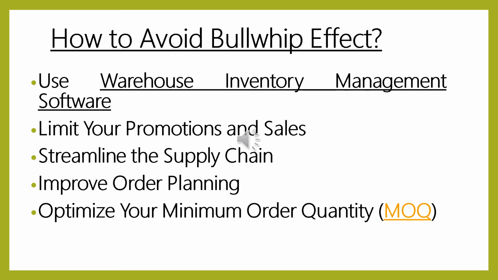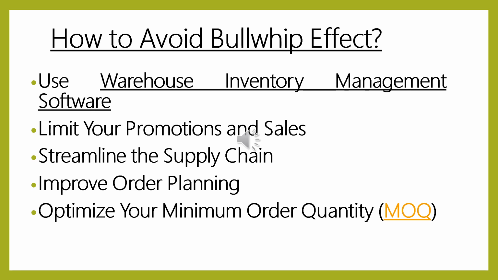Third one is to streamline the supply chain. When your supply chain becomes congested with too many suppliers and moving parts, it becomes easier to make a mistake. Try to reduce your supply chain and streamline your order processes to limit this risk. It also makes it much easier to maintain relationships and share information quickly.